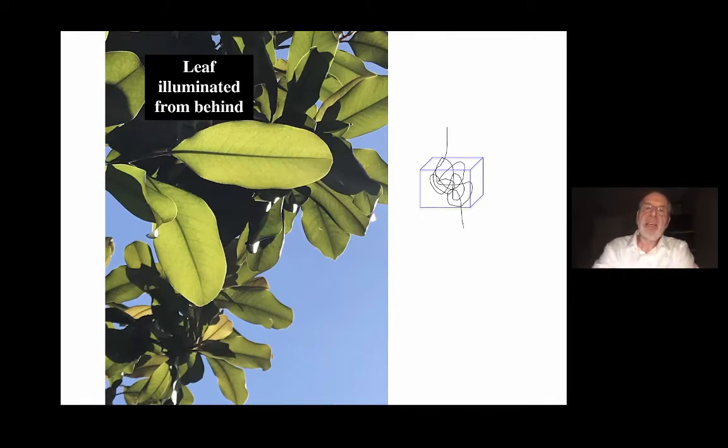This is a picture of a leaf illuminated from behind by the sun. Notice how the light has spread out diffusely in the leaf. On the right is a picture of a stretch of the lifetime of a photon, the average length of the lifetime of a photon, 1 over mu sub A. But because of scattering, this photon has spent all its time in this local volume. This is how the leaf uses scattering to confine light, to trap light within the leaf.